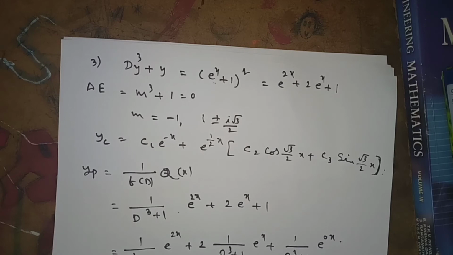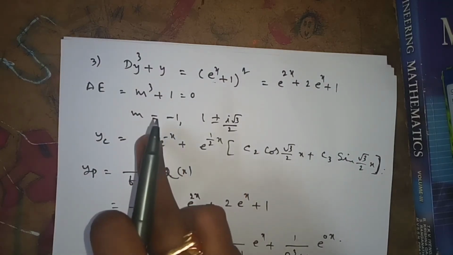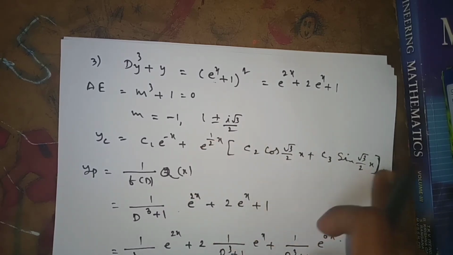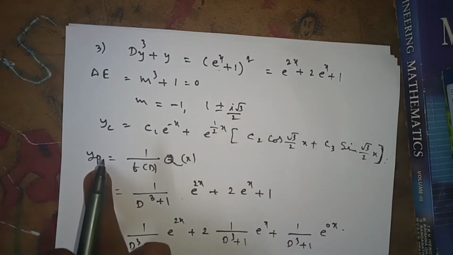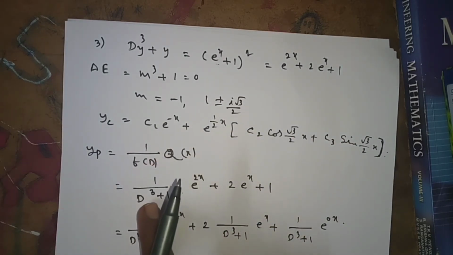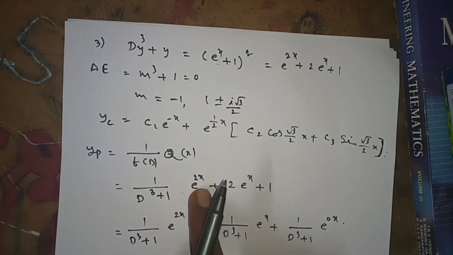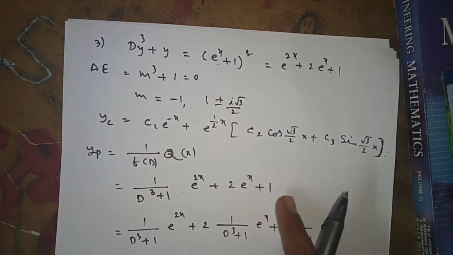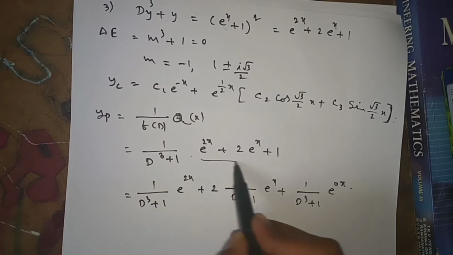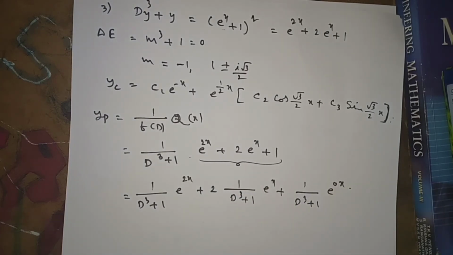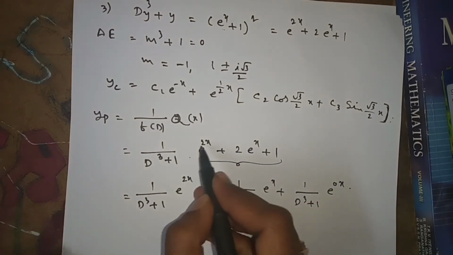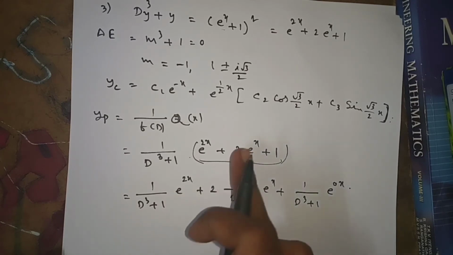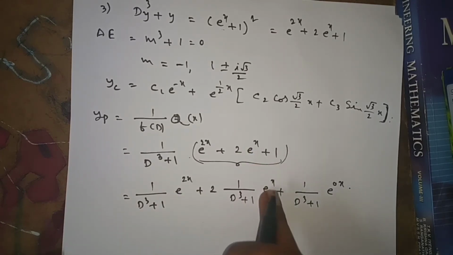Based on the 3 roots, we will get the complementary function. This is the distinct root formula, and for complex roots, e to the power of ax into (c1 cos bx plus c2 sin bx); like that we wrote the formula for yc. And yp is equal to 1 by f of D into Q of x. What is our f of D? D cubed plus 1, into what is our RHS? e to the power of 2x plus 2 e to the power of x plus 1. Whenever there are 2 or 3 terms, or 4 terms, what you have to do is split into parts. 1 by D cubed plus 1 into e to the power of 2x, 2 constant written outside, 1 by D cubed plus 1 into e to the power of x, plus 1.